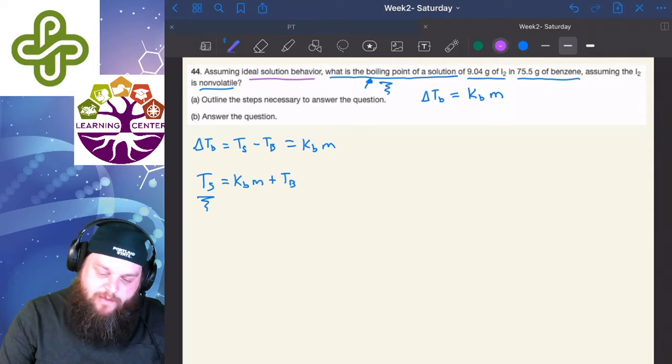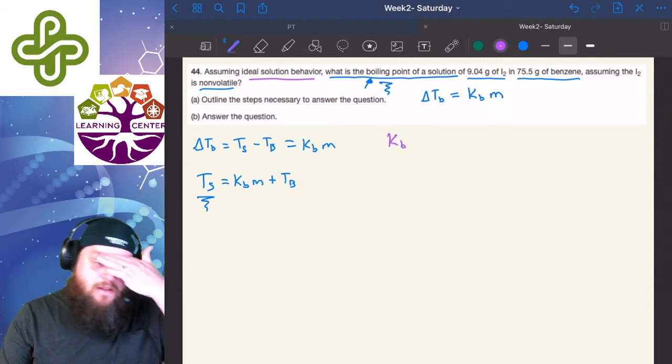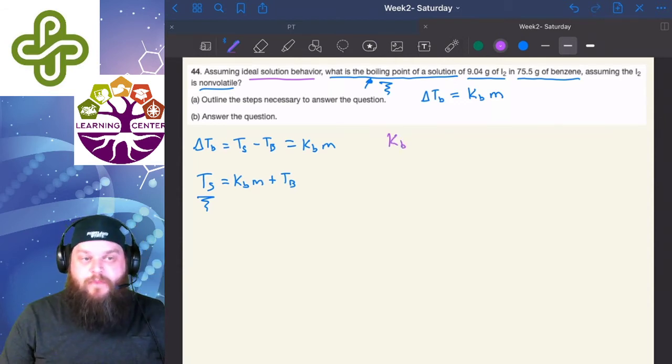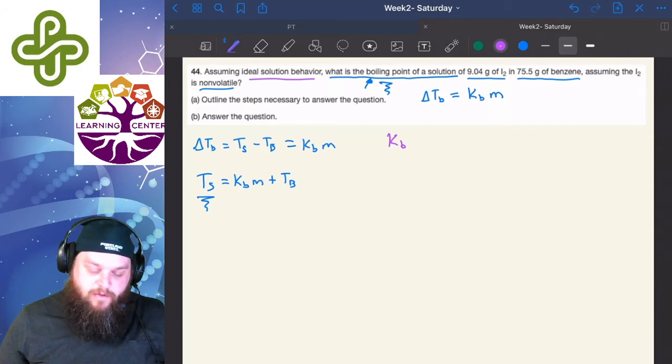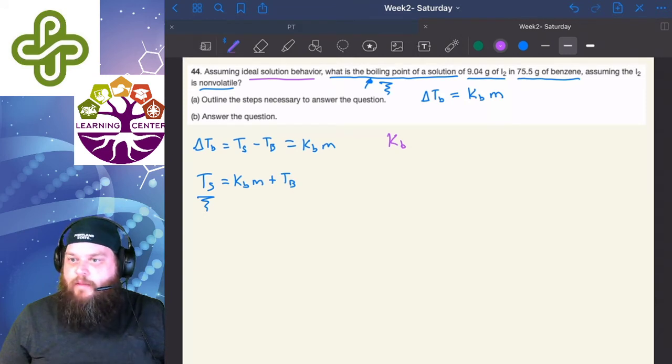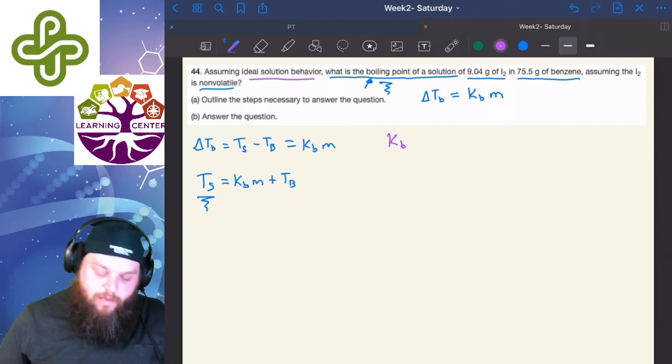So now we just have to make sure we have all those variables. For that Kb, that constant, this is usually something that they look up on a table. So if you know the molality of something and you know the normal boiling point, you could determine that constant. Then we use that constant to determine molality or what the boiling point will be.